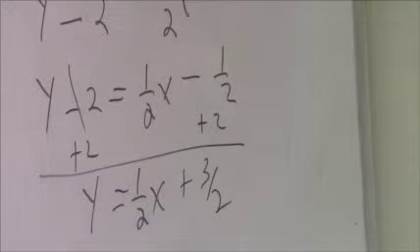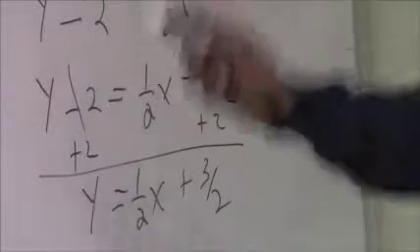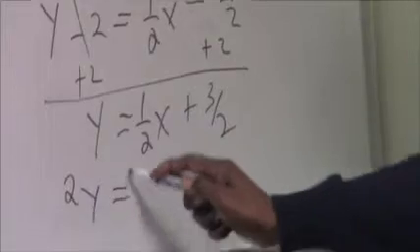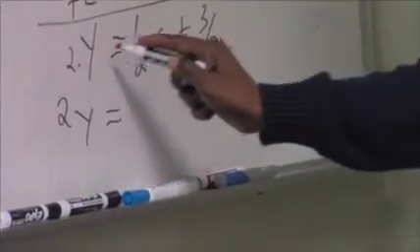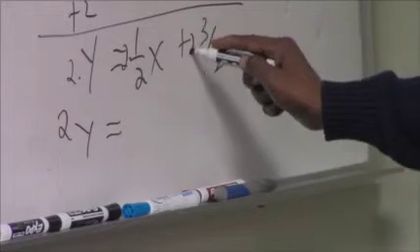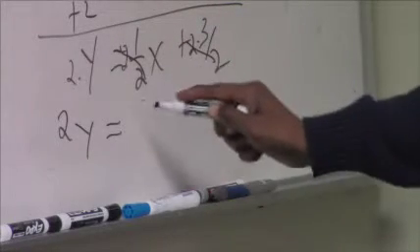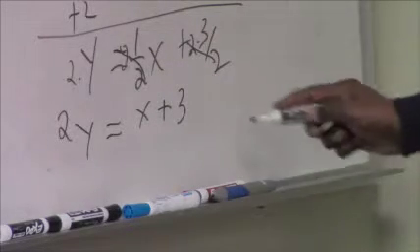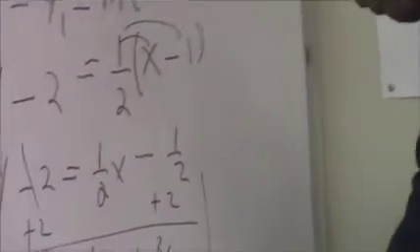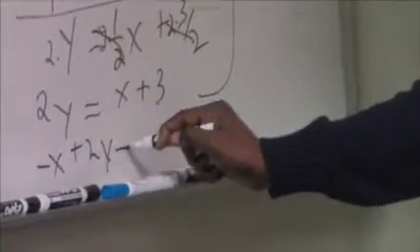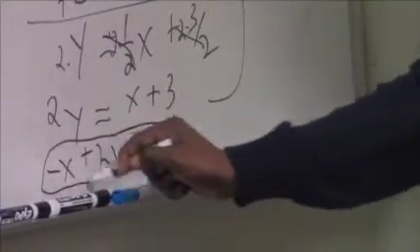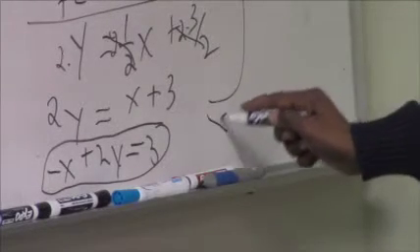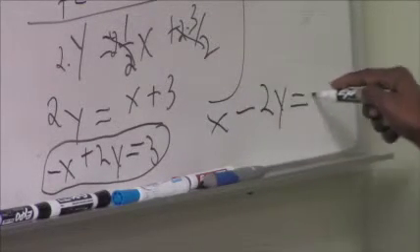But also, what I'm going to do next is to put it into a general form, a standard form. If I multiply everything by 2, I'm going to have 2y equals, so I'm multiplying this by 2, this by 2, and this by 2. These 2s will cancel. So I have 2y equals x plus 3. And then I can move the x to the other side and I will have negative x plus 2y equals 3. That's another form of this equation. And then if I take the opposite, I will have x minus 2y equals negative 3.